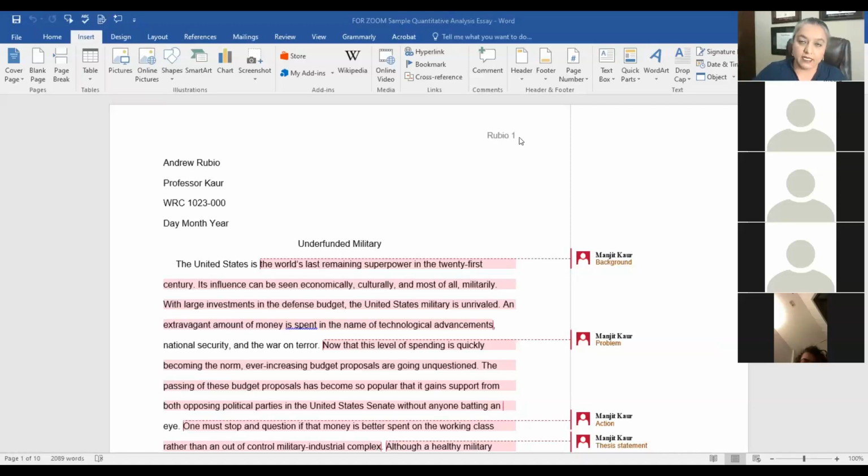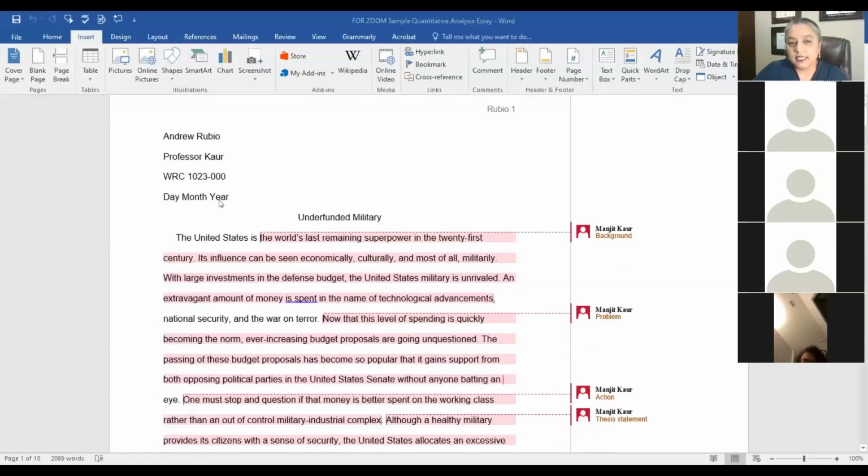First of all, add a running header and a page number. Add your title block, and it will always be placed this way. Your first and last name, your professor's last name, followed by the word professor, your course name, number, and section, the date written in this format. Notice that nothing is underlined or bolded or a different font size. I'm referring mainly to the title of the essay. So everything will be written in the same font size.